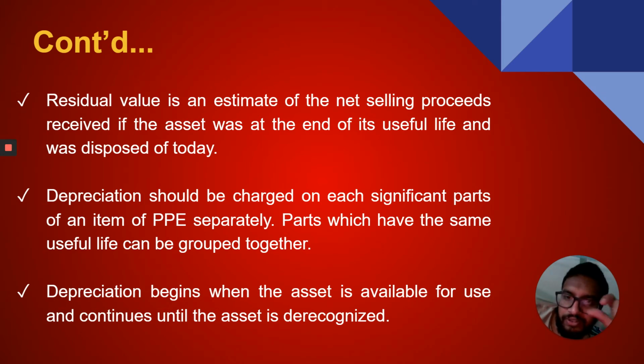So the depreciable amount is your cost minus your residual value, divided by the number of years, and you will get your annual depreciation. Depreciation should be charged on each significant part of an item of PPE separately. This is basically componentization. As I've told you, the engine will be accounted for as a separate asset, right? And it will be depreciated over its useful life, or whenever the next overhaul will happen. That's all it basically means.